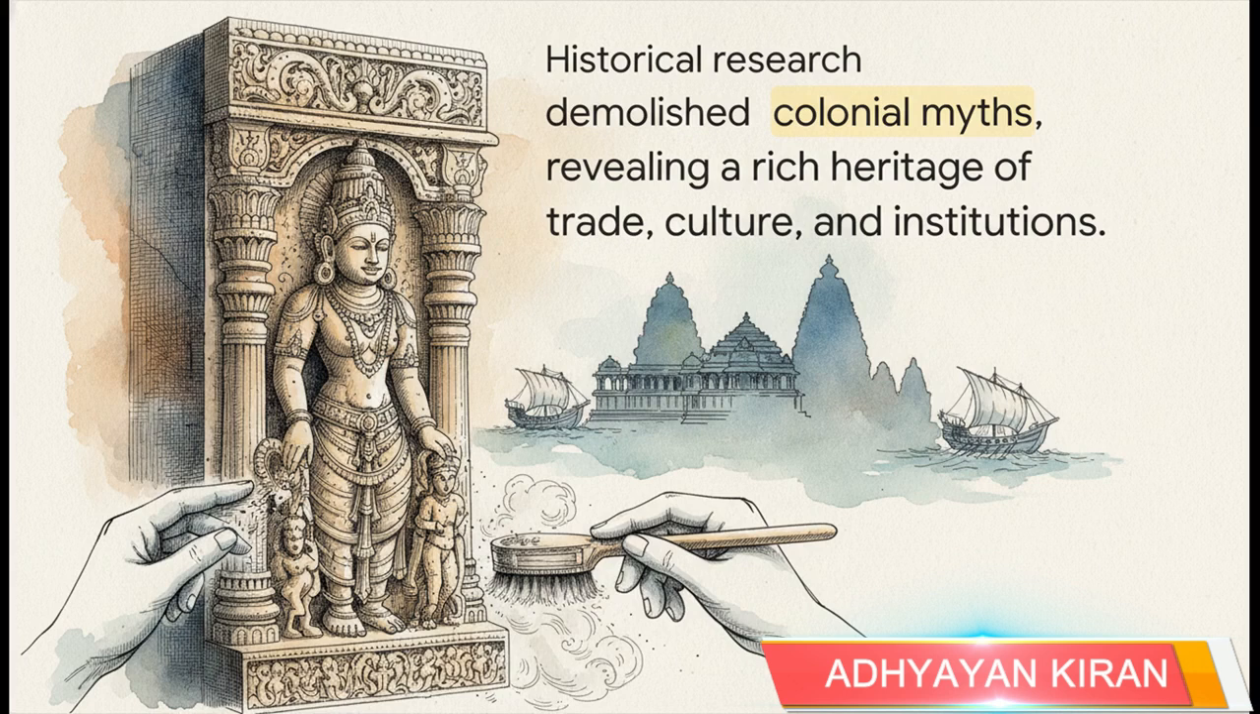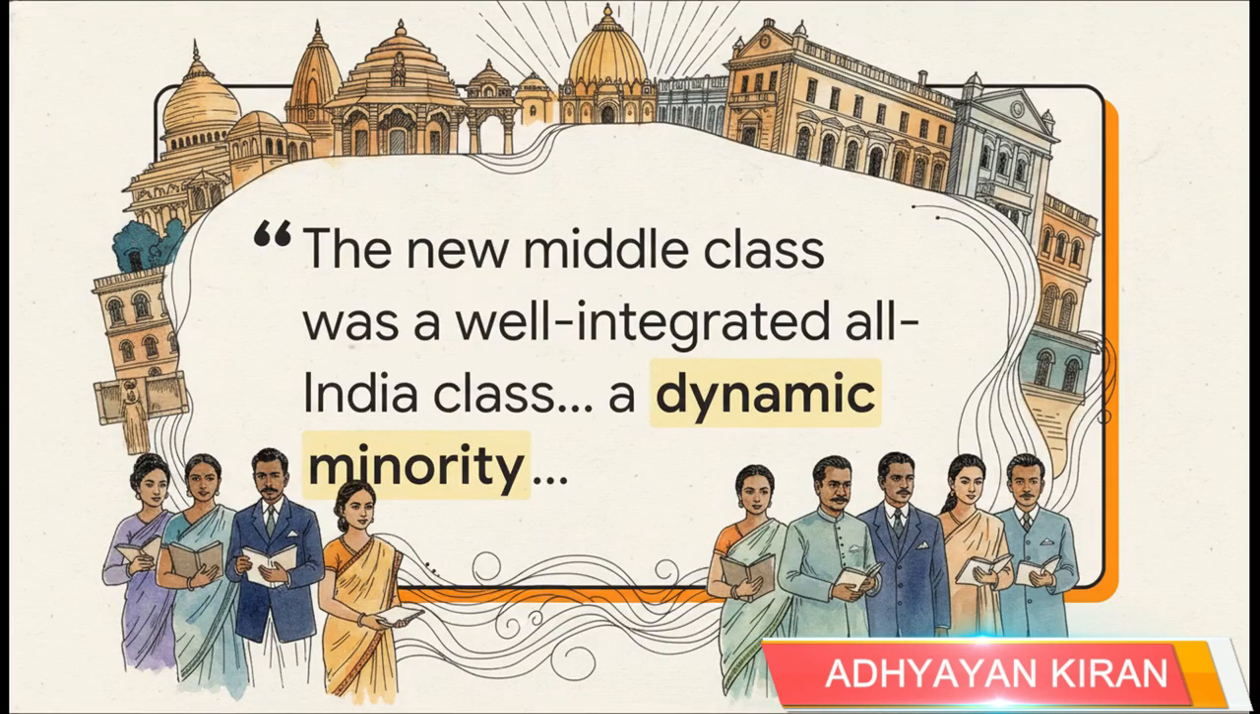It gave them the self-respect and confidence they needed to challenge foreign rule. Which brings us to this fantastic observation by historian Percival Spear. He noted, "The new middle class was a well-integrated all-India class, a dynamic minority. It had a sense of unity of purpose and of hope." So the crucial takeaway here is that this brand new English-educated urban intelligentsia became the absolute nucleus of political leadership. They had the education, they understood the ruling class, and they stepped right up to lead the growing unrest.